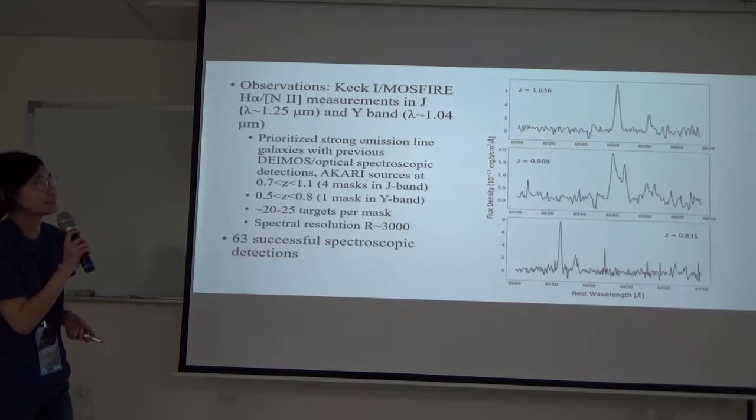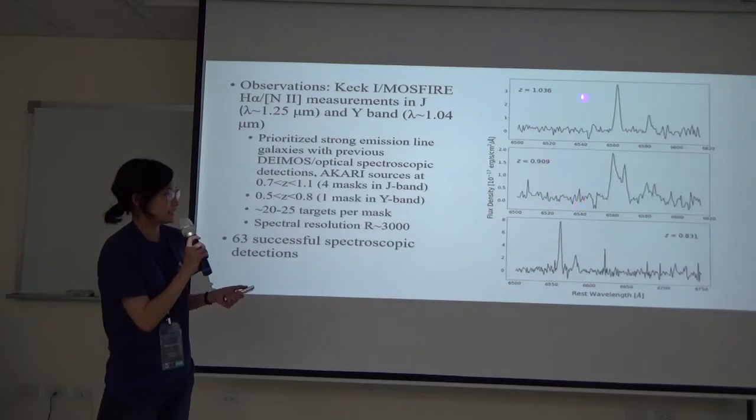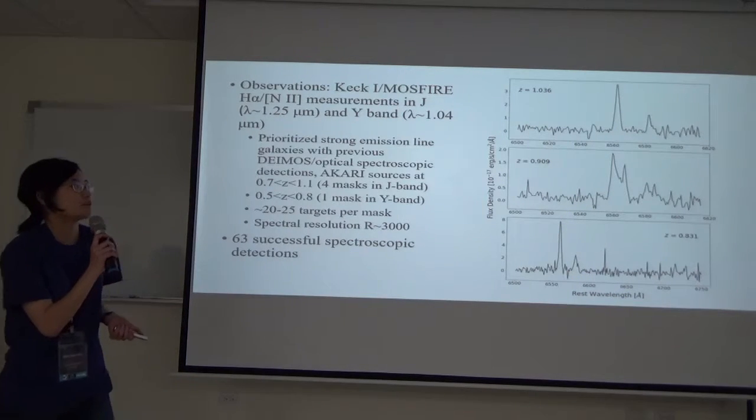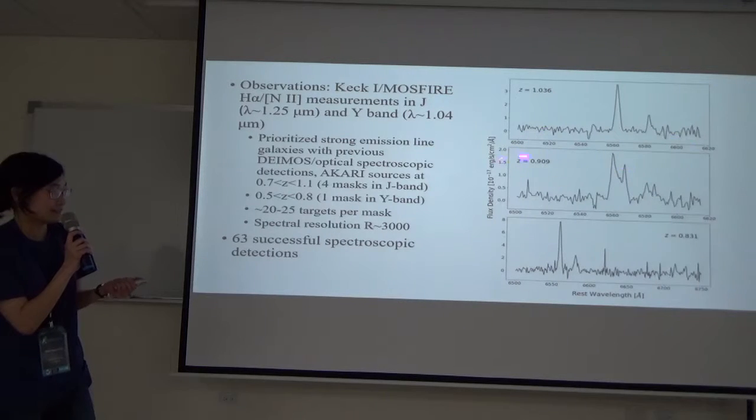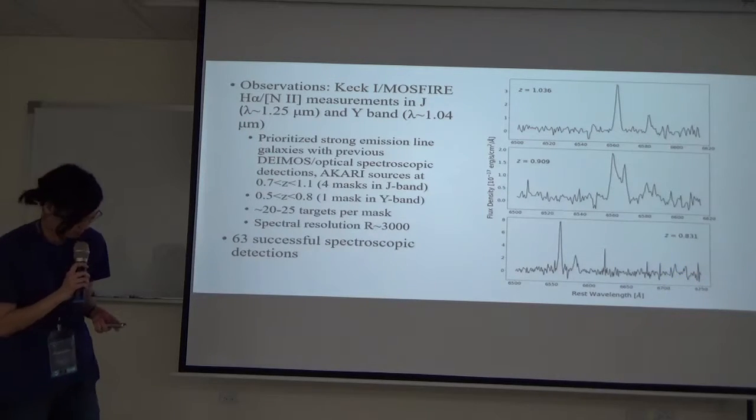successful spectroscopic detections. Here we can see 3 examples of the quality of the spectra, which have all been flux calibrated, and you can see the H-alpha and N2 lines, and in this case we can see the sulfur-2 doublet.